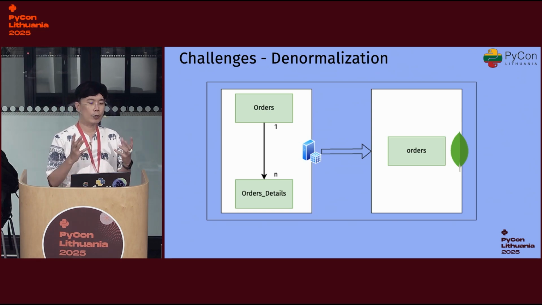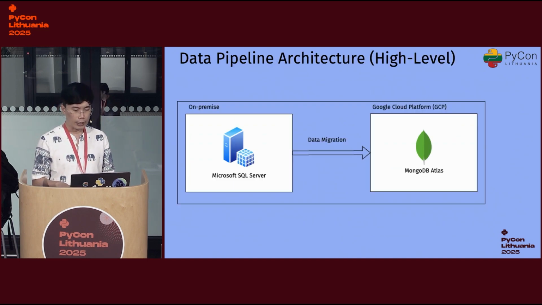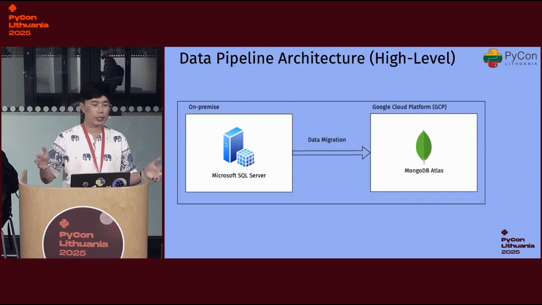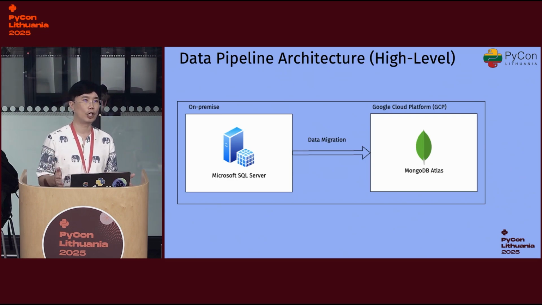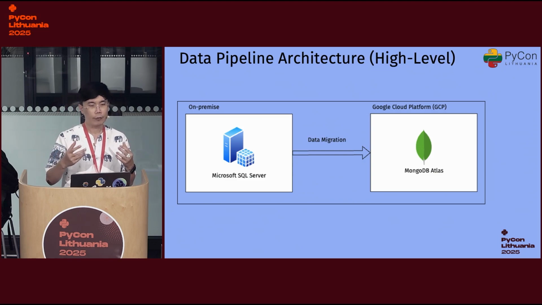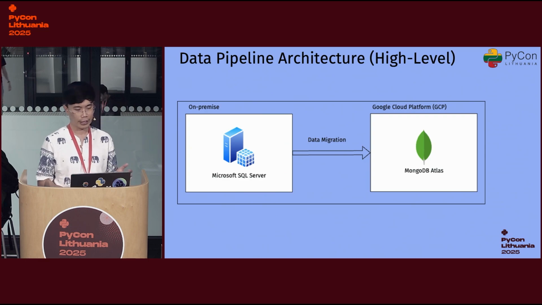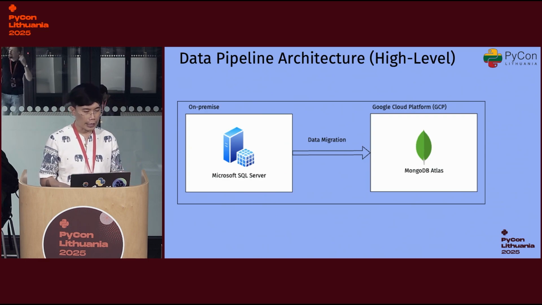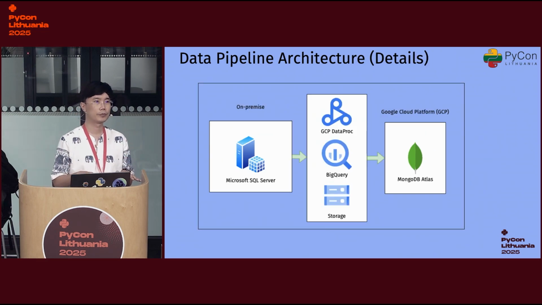And after we talk about the challenge, then I propose the solution. The high level is simple: use the Google Cloud platform because of the customer's need. We have a limitation from the user, we cannot change anything. Okay. And this is the high level, right? And then if we move on, this is the detail.